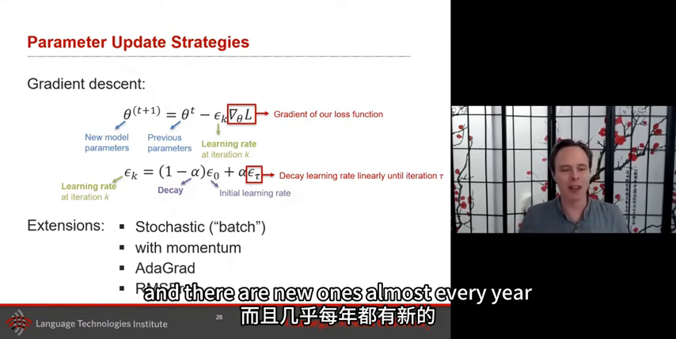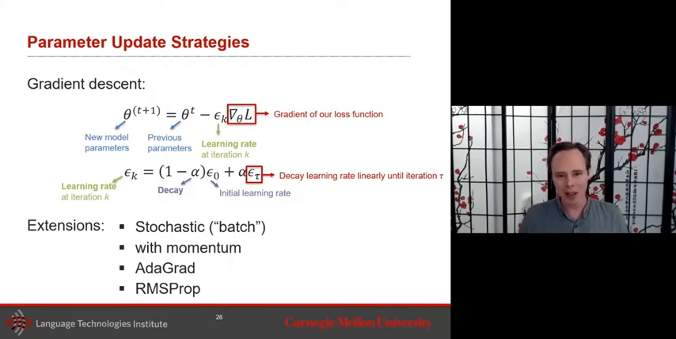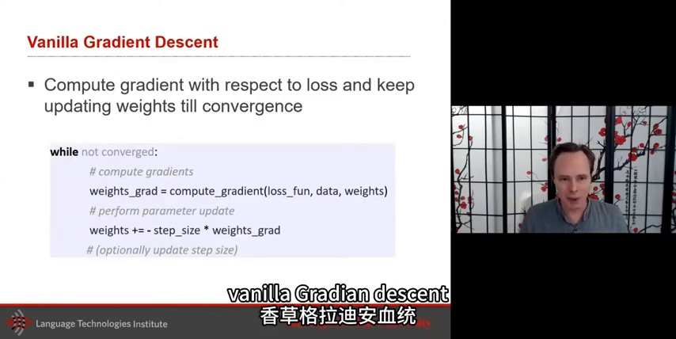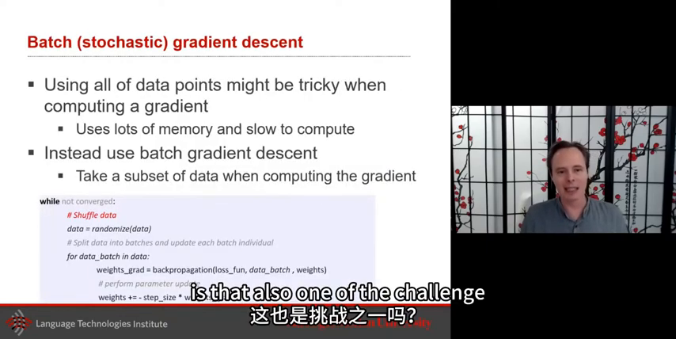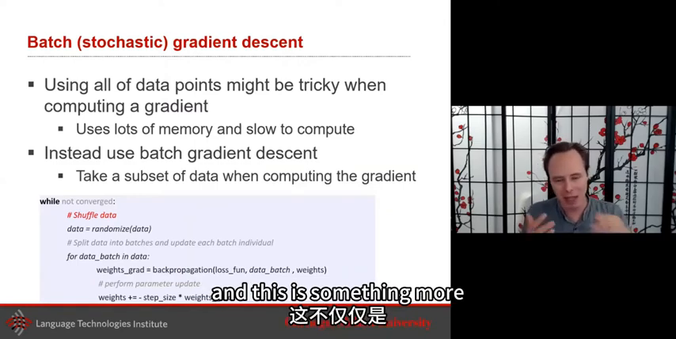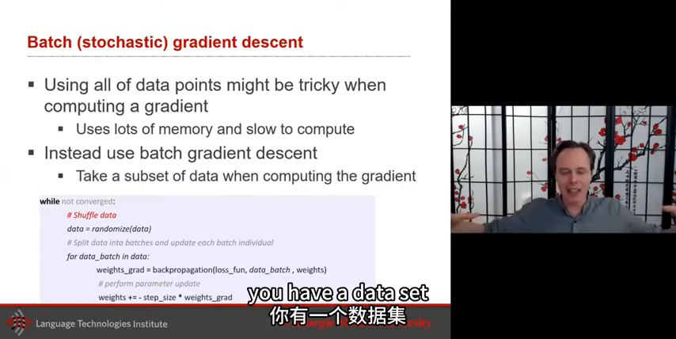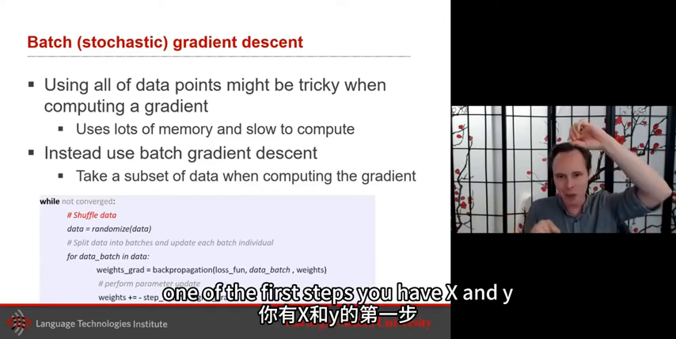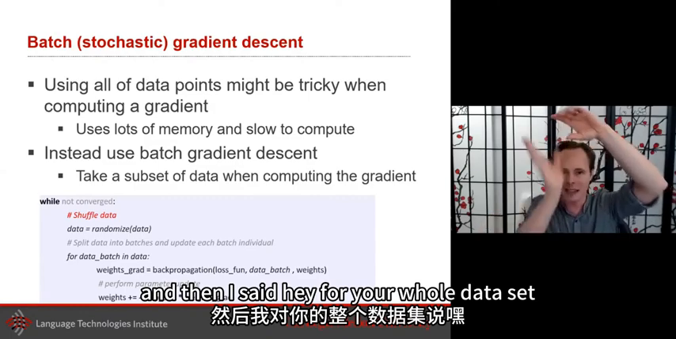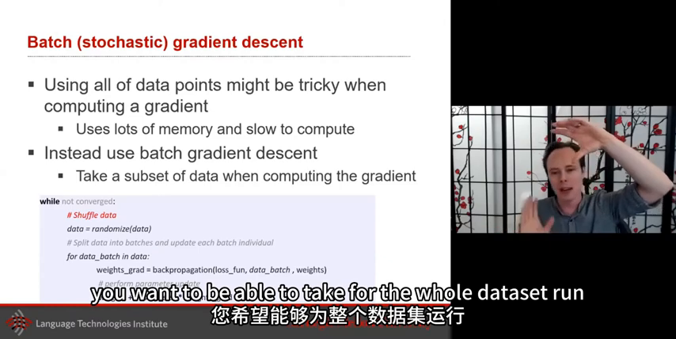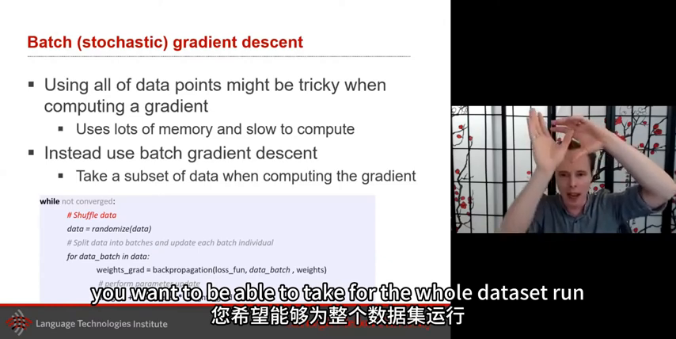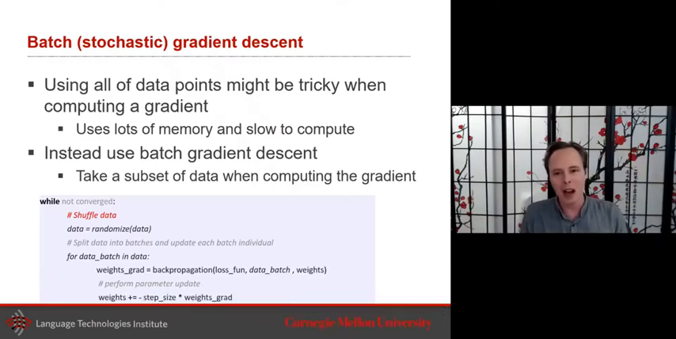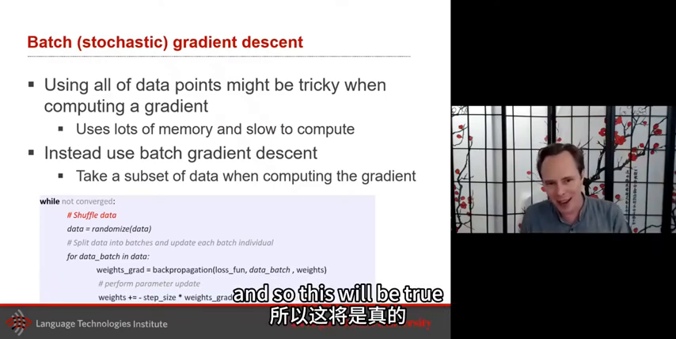And there are new ones almost every year also coming up. So I don't want to go into details on vanilla gradient descent. What I want to say is that one of the challenges, and this is something more of a design thing, is that you have a data set, and if you remember when I said you compute your gradient, one of the first steps is you have x and y, and then I said, for your whole data set, you want to run feed forward, and then compute your gradient with that information. So this will be true.